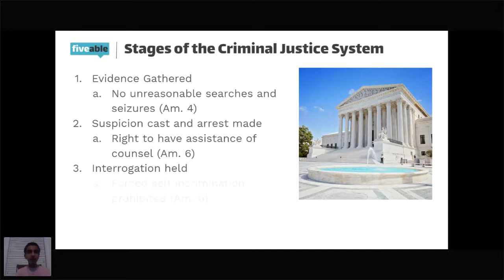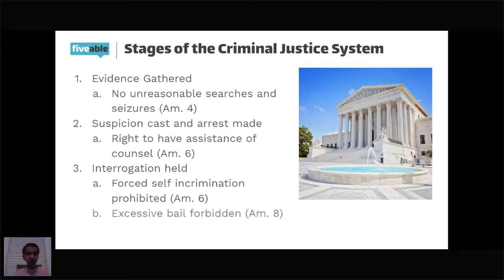Next, when the interrogation is held, forced self-incrimination is prohibited. And I apologize, that should say Amendment 5, not Amendment 6. Forced self-incrimination is not allowed, and that's based on the Miranda warning in the Miranda versus Arizona case. And another thing, we didn't really talk about the 8th Amendment, but excessive bail is forbidden. The 8th Amendment discusses that there can be no cruel and unusual punishment, and there can't be excessive bail imposed. Therefore, that also goes with the interrogation aspect.